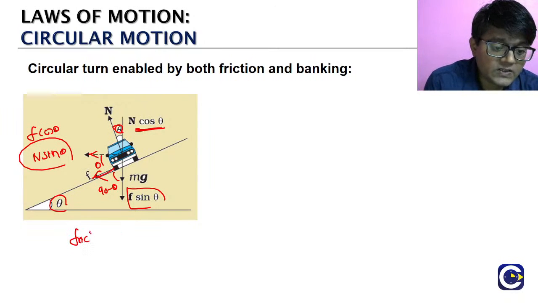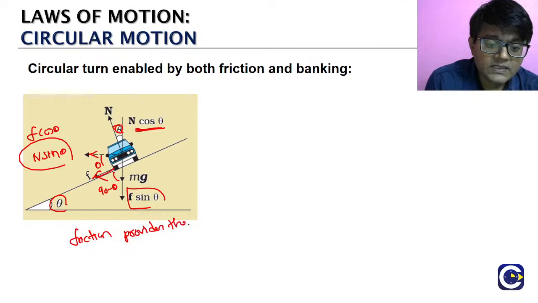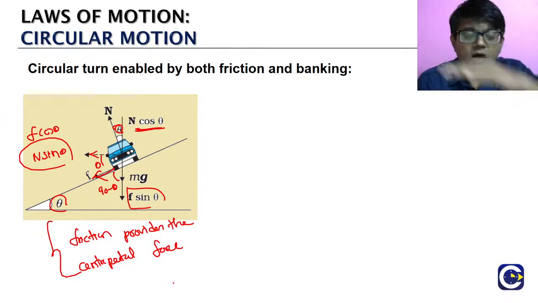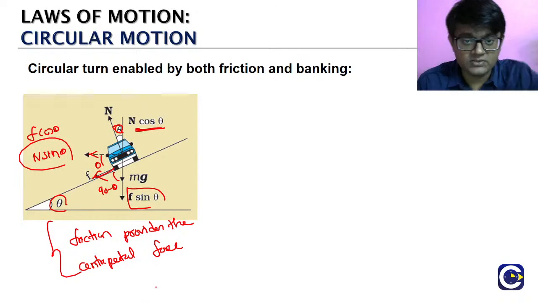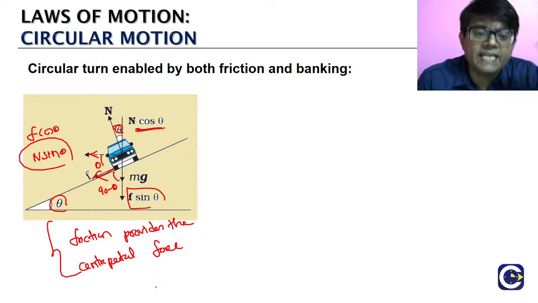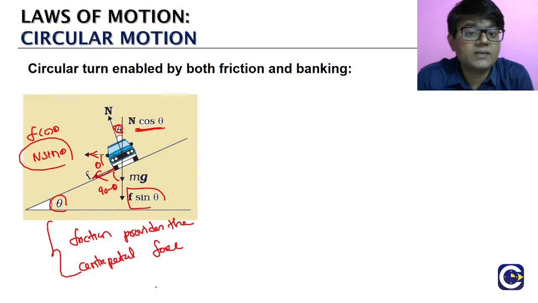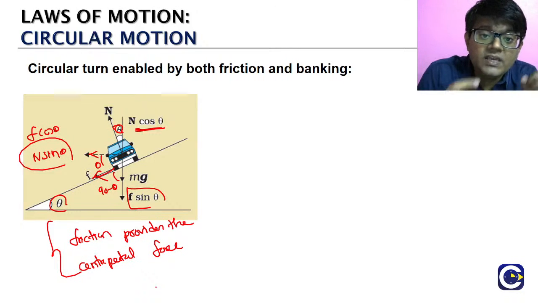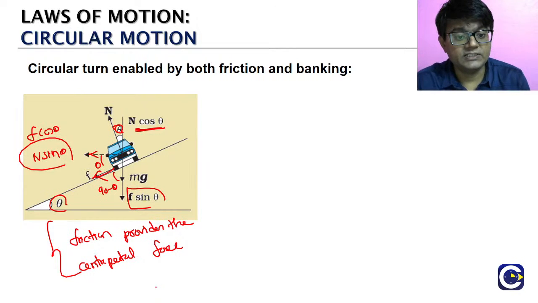So when you have friction acting down the plane, friction provides the centripetal force. Already there is a component of normal reaction towards the center of the circle, and you are also having a component of friction adding. Okay, so which means what? In this case, the friction is also giving a component to support the centripetal acceleration.